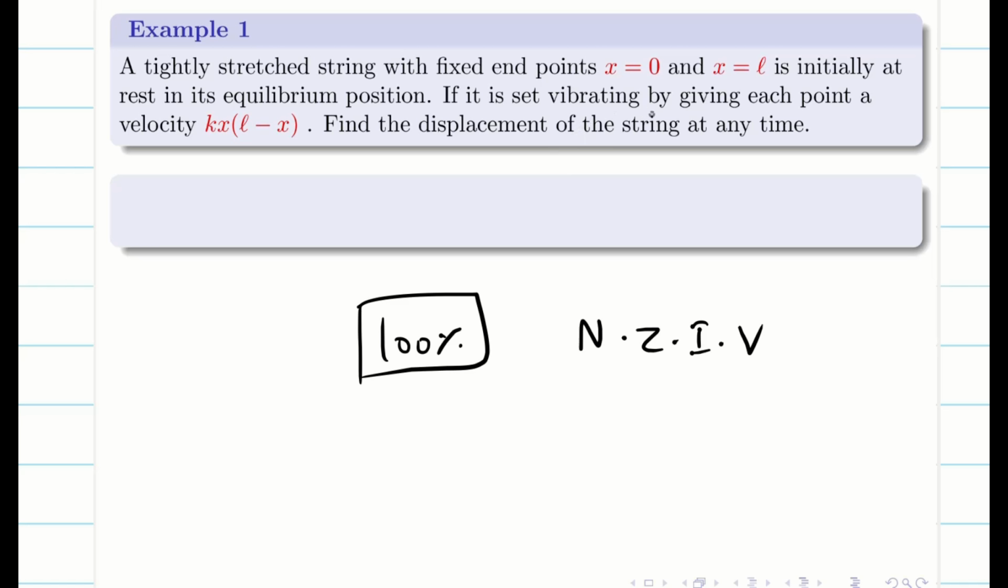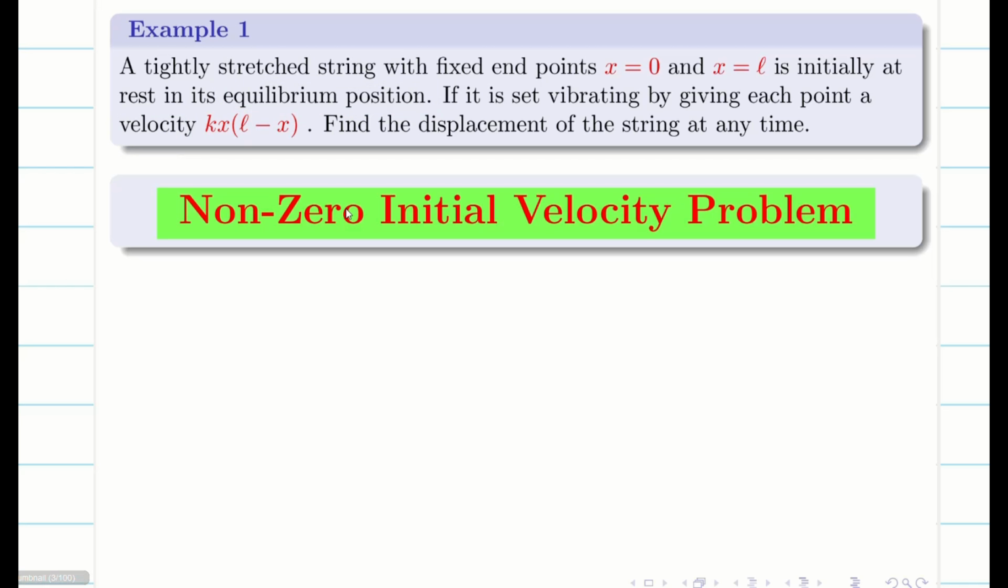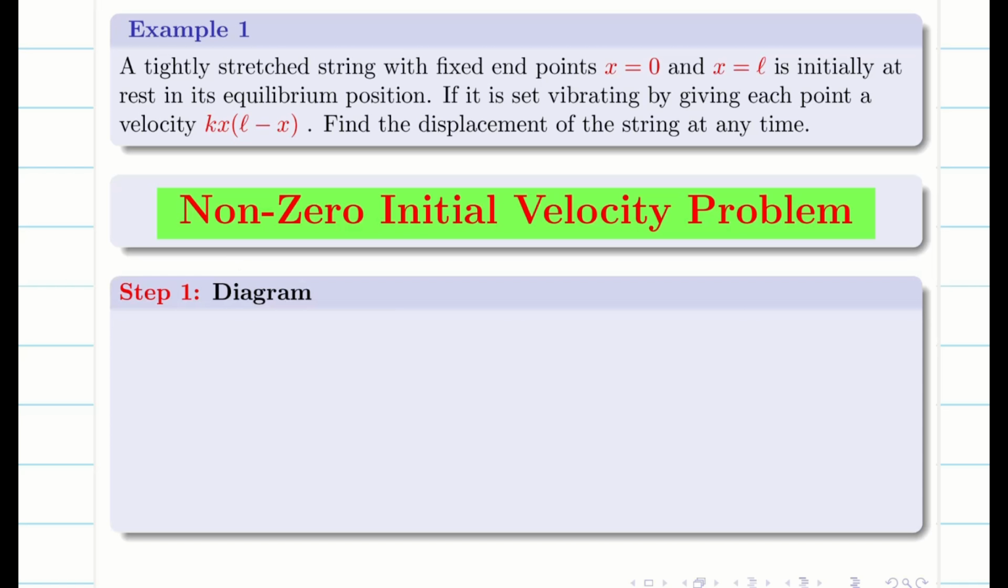If it is set vibrating by giving each point a velocity, that means its initial velocity is given as kx(L minus x). So we confirmed it in two ways: one is the equilibrium position, and then it is openly said that the initial velocity is kx(L minus x). So it is 100% a non-zero initial velocity problem. As usual, we start with our steps. So we draw the diagram.